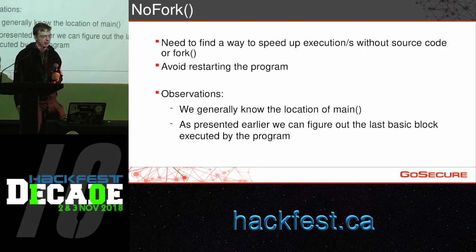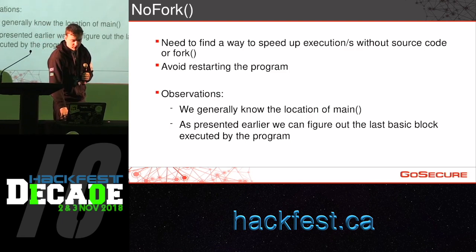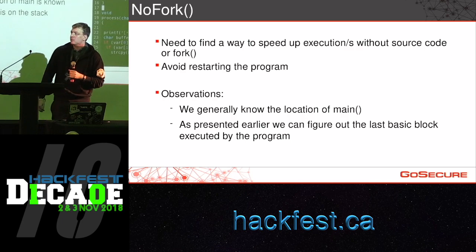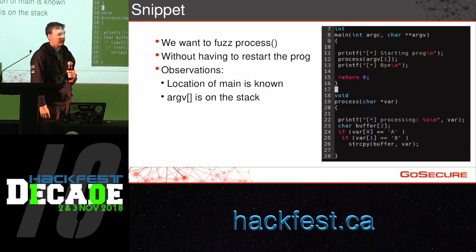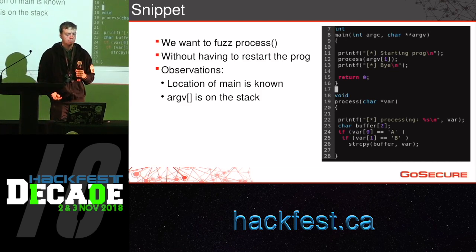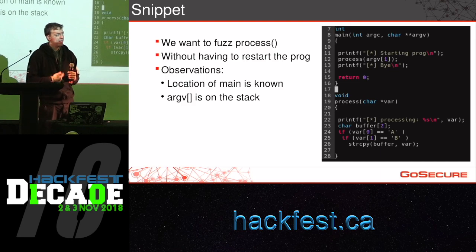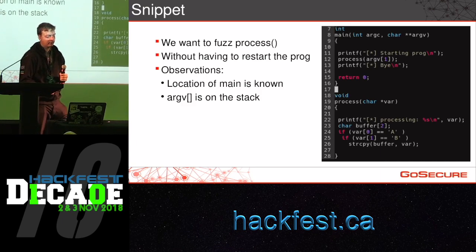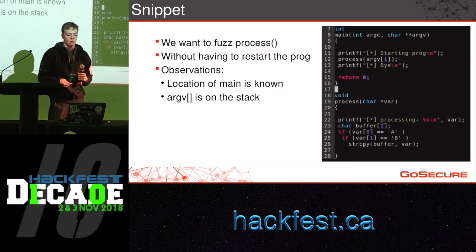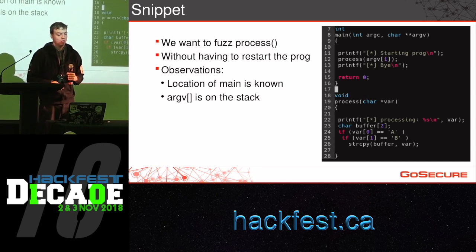So we see here a small code snippet, and we want to fuzz test this code snippet without having to restart the program. All it does is take one argument and pass it to process, and what process does is print it out and then perform a very obvious stack-based buffer overflow. Our goal here is to fuzz the process function.